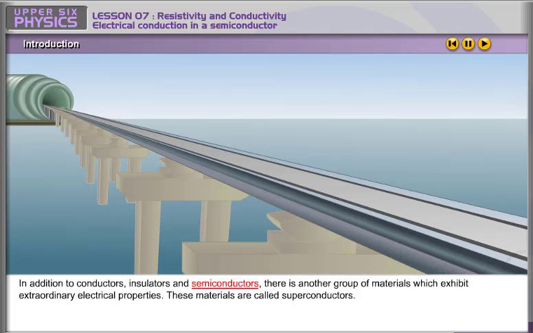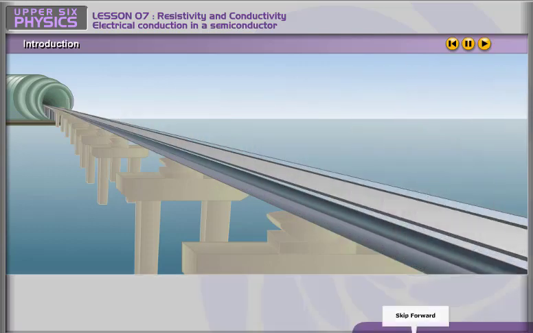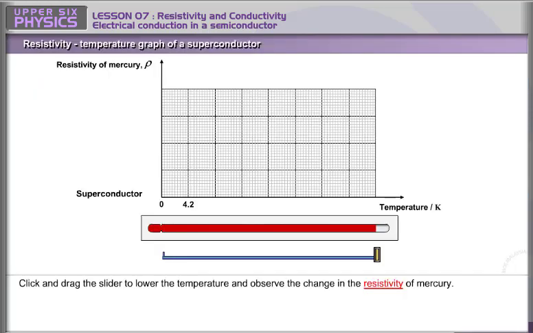In addition to conductors, insulators, and semiconductors, there is another group of materials which exhibit extraordinary electrical properties. These materials are called superconductors. The maglev train uses superconductors to provide the strong magnetic forces required to levitate the train. Click and drag the slider to lower the temperature and observe the change in the resistivity of mercury.